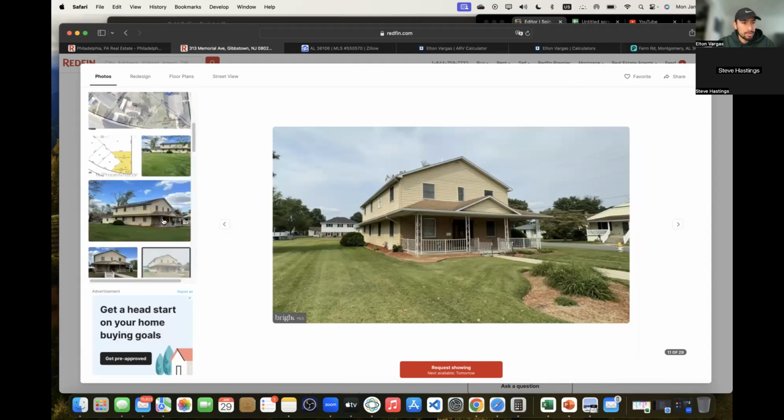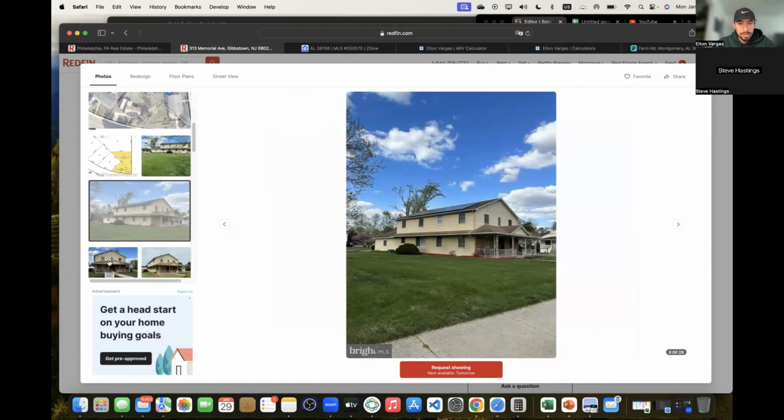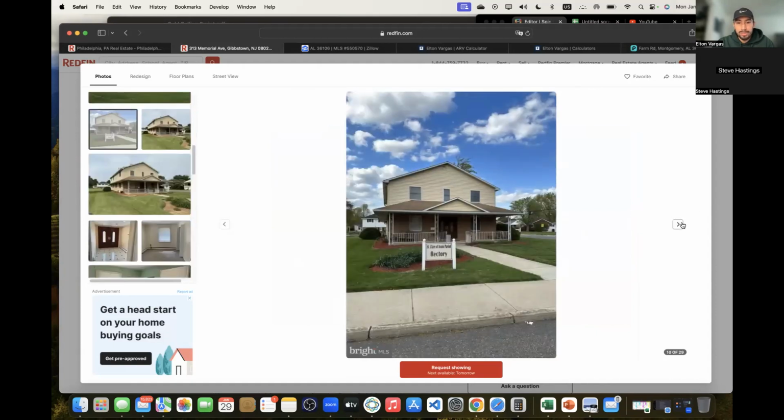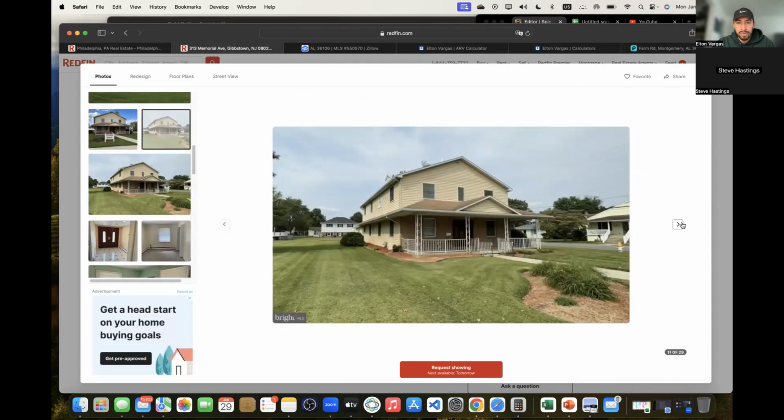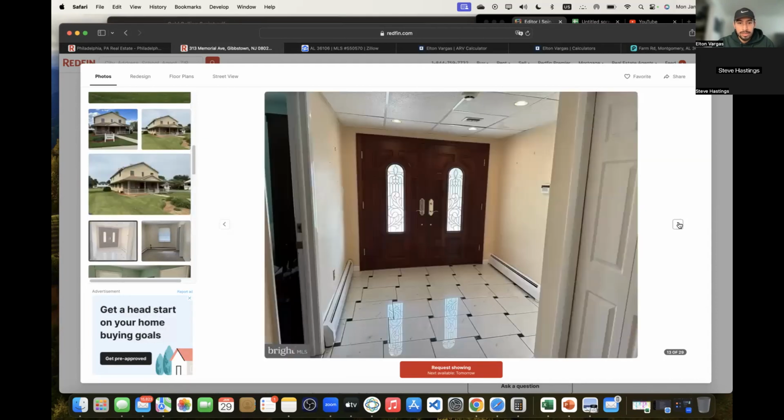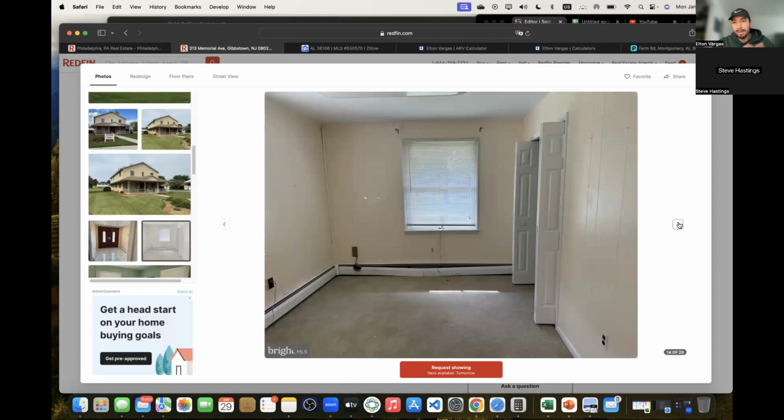There's not a lot of outside pictures besides these, and these pictures were definitely taken by an iPhone, not a professional camera. So that's another thing as well. Those are the four major ones that this property will need.